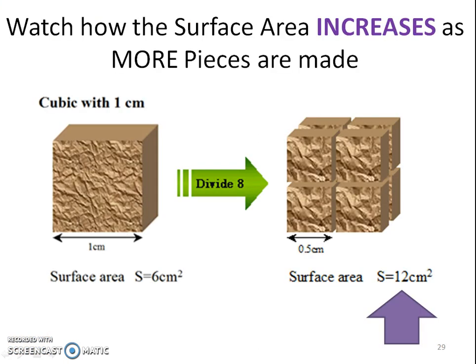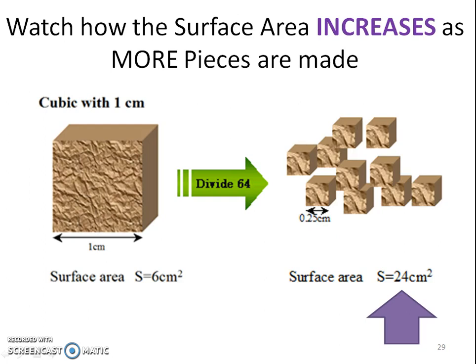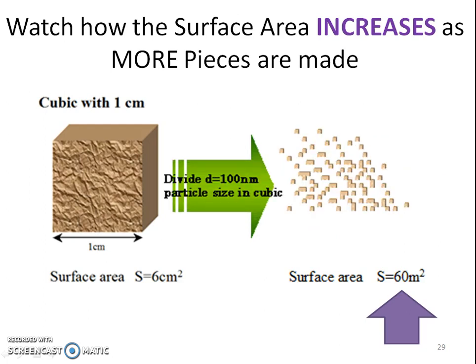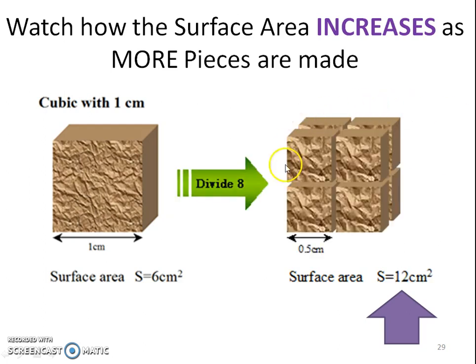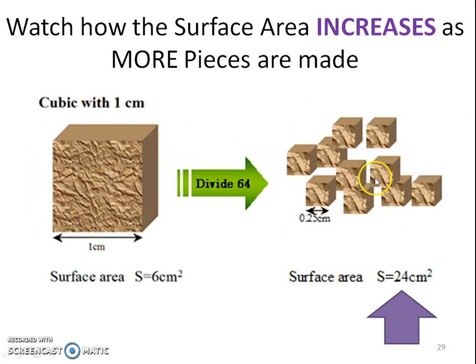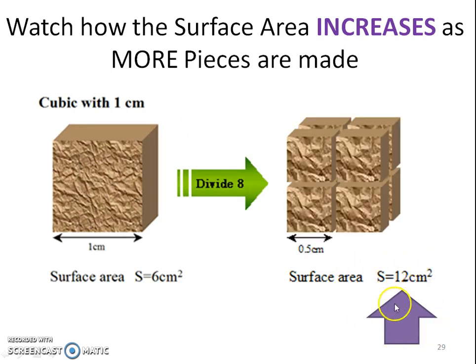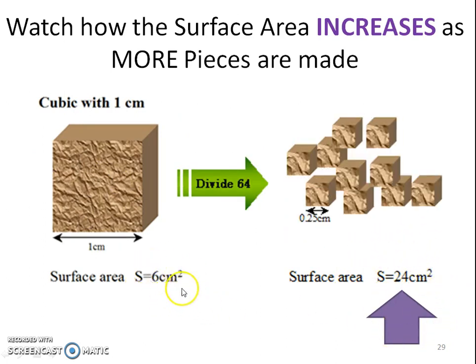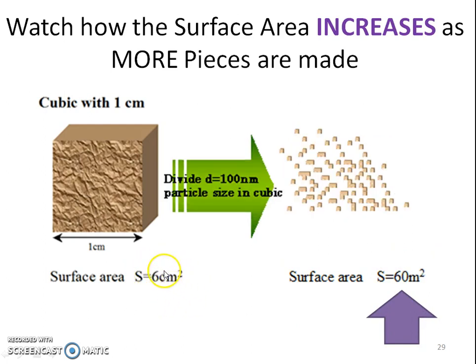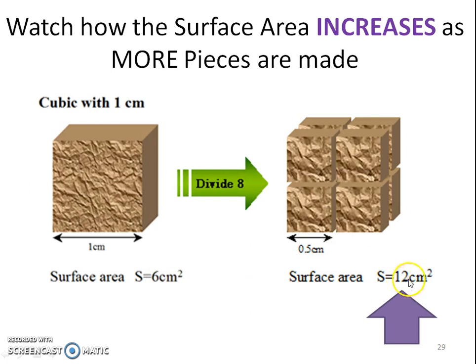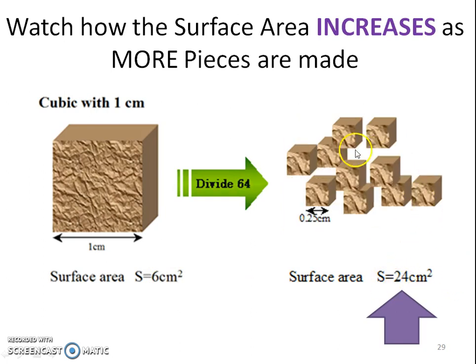So here we have a cube, 1 centimeter in diameter all the way around. And if you notice over here, we are changing that one chunk into multiple pieces. What I want you to concentrate on here is how much surface area. We started out with 6 centimeters squared. If we break it up into 8 pieces, it goes to 12 centimeters squared.